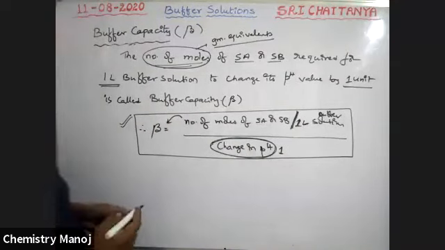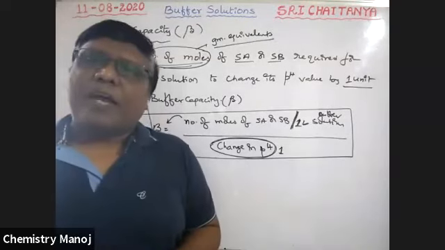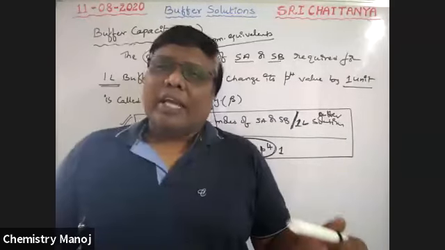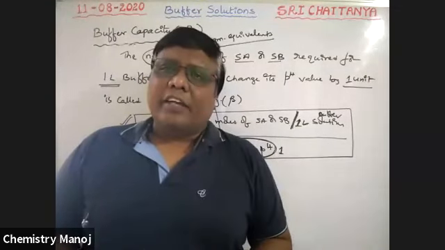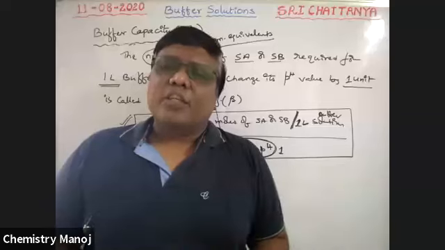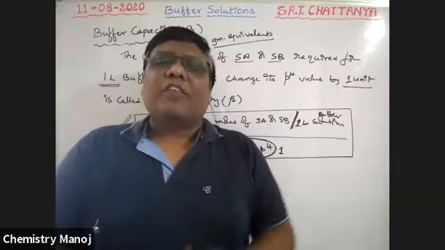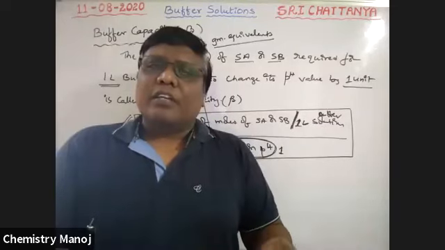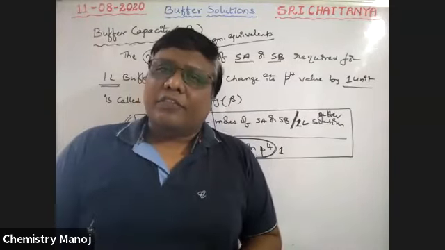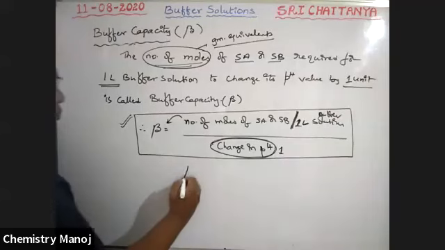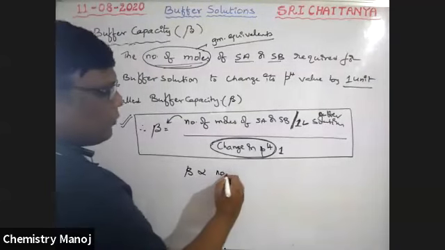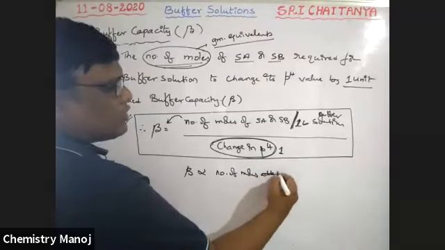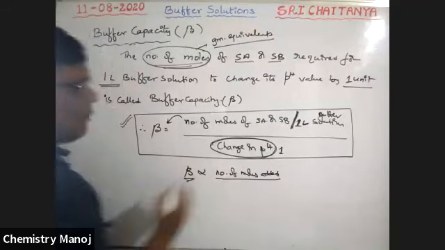So buffer capacity is nothing but a quantitative explanation. How much capacity is there for that buffer to resist its change in pH. It is the resistance power of that buffer solution to change its pH value. So the more moles required, that is a good buffer. Therefore, buffer capacity is directly proportional to the number of moles added. More moles required, more is the buffer capacity.